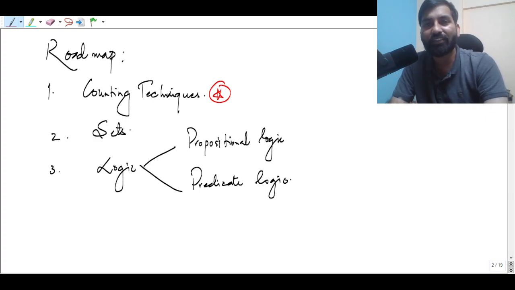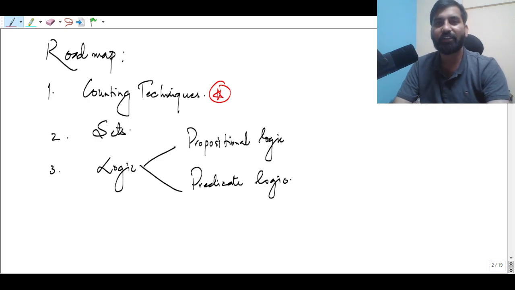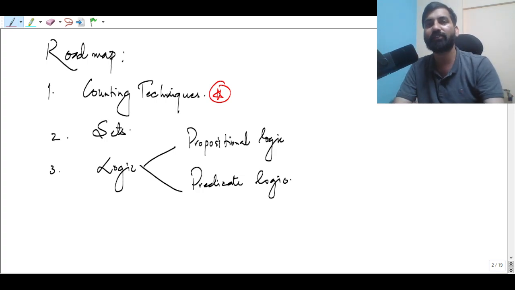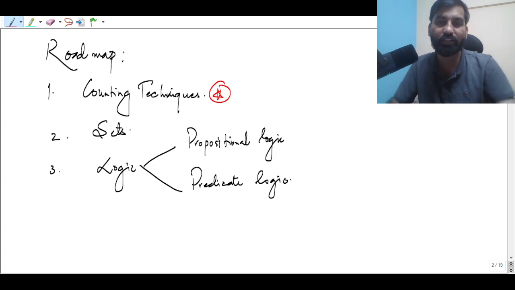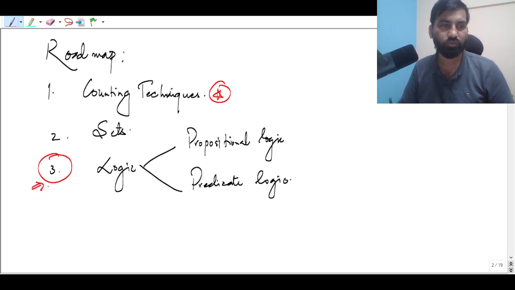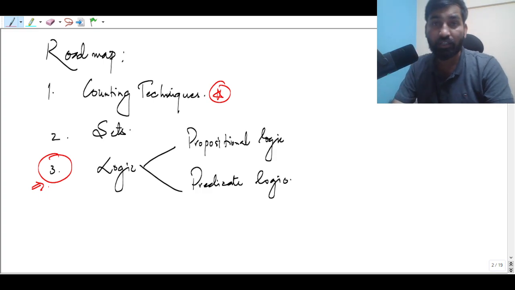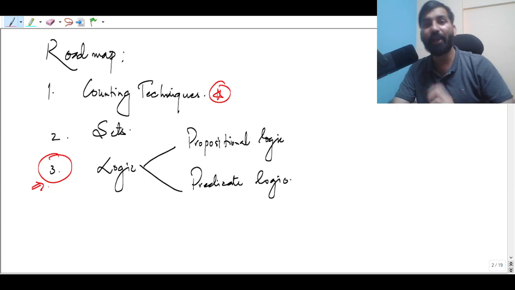And the third topic that I will be teaching you is logic, okay, logic in discrete mathematics. We are going to teach this logic as part one and part two. One will be propositional logic, and the second one is going to be predicate logic, right? So this will be new for you, okay? This is going to be new, remember.